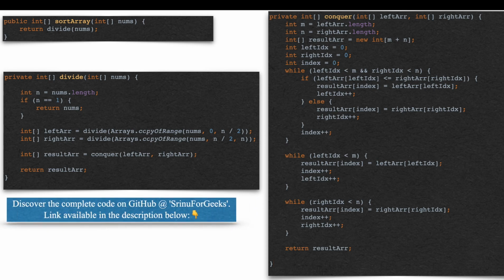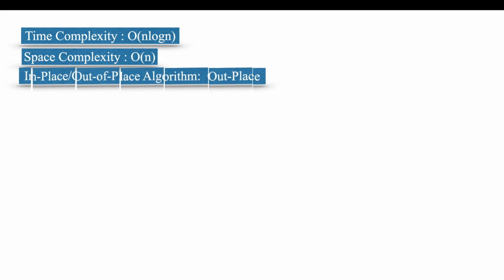Before submitting the code, let me walk through a few more analyses of MergeSort. We discussed time complexity and space complexity. Then, is it an in-place or out-of-place algorithm? Obviously, MergeSort is an out-of-place algorithm because we are taking the elements into an external array, then we are applying sorting.